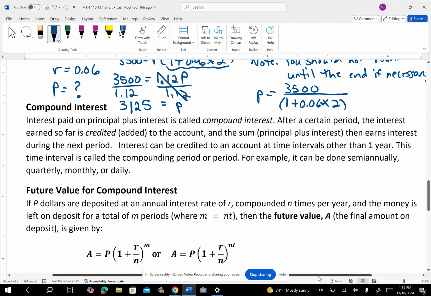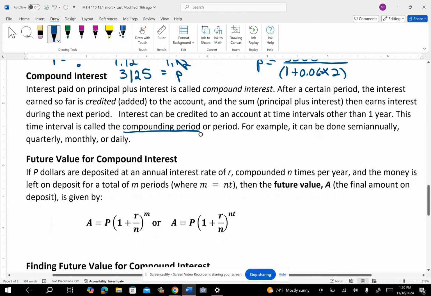Interest can be added back to the account at the end of a year, but sometimes it's added back more frequently than that. That time interval is called the compounding period. They might add the interest back semi-annually, quarterly, monthly, or daily. This is going to matter when we work with compound interest.